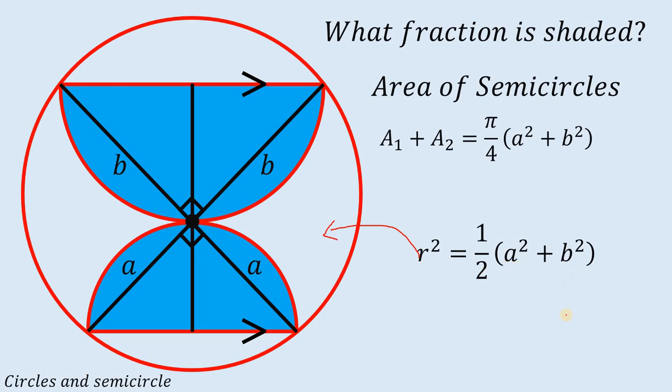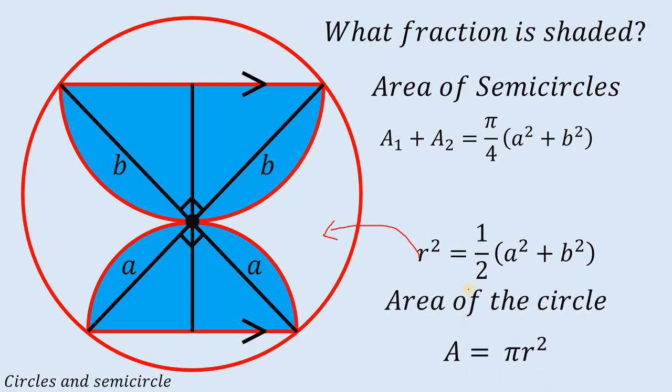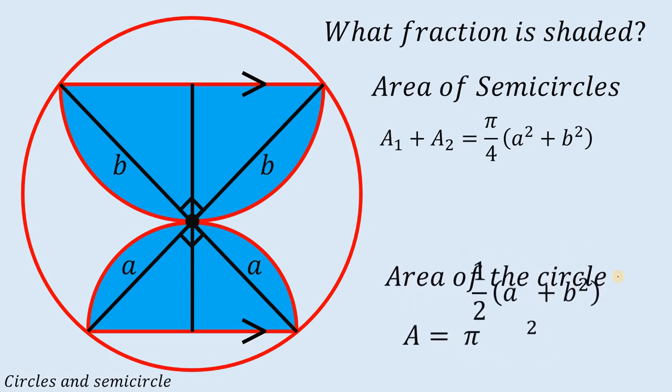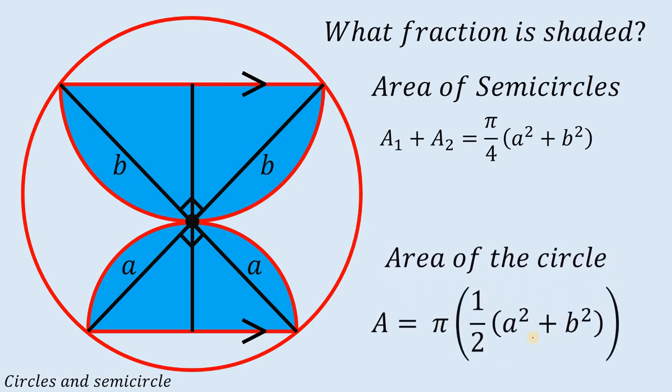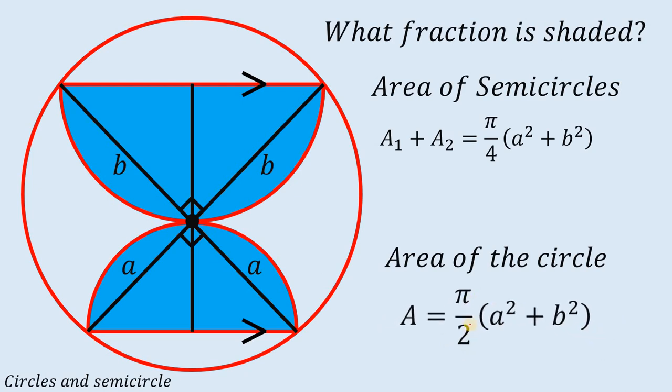So now, we are ready to find the area of the circle. And we also know the formula. We have pi r squared. We also know r squared. R squared is like this. We have 1/2 multiplied by a squared plus b squared. So this is the area of the circle. We have pi multiplied by 1/2 multiplied by a squared plus b squared, or simply equal to pi over 2 multiplied by a squared plus b squared.